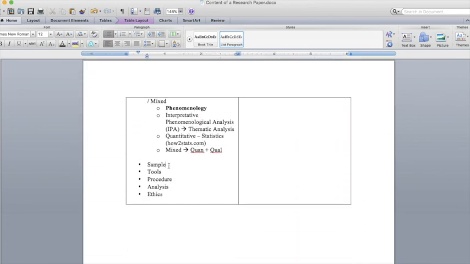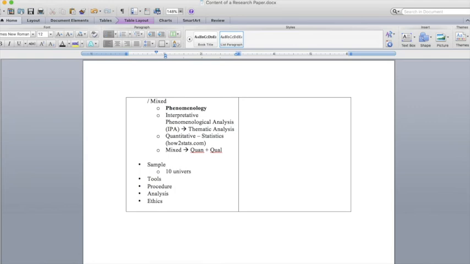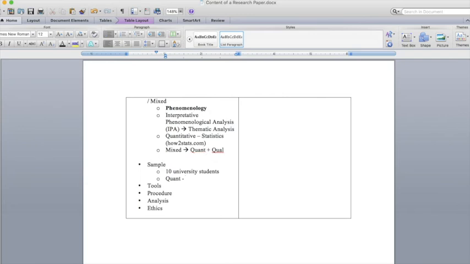And now I need to know about my sample. Sample means from whom I am getting information, my informants. Now I need to usually have a small sample. Now since this is a small study, then let's say I'm going to get information from 10 university students. If it is a quantitative study, you need to get information from a bigger sample. We usually get random samples.